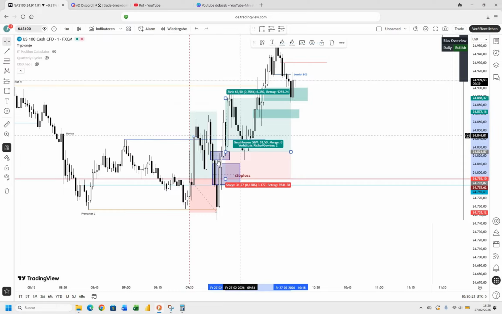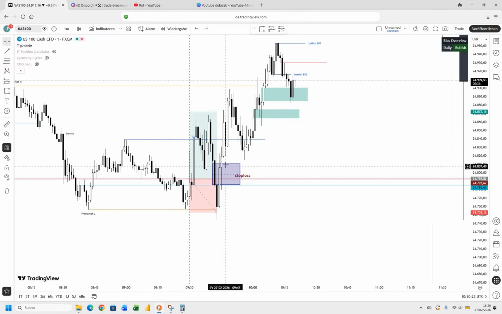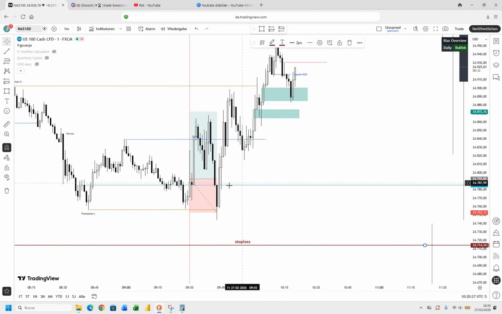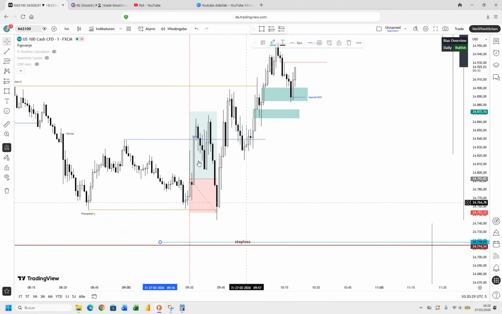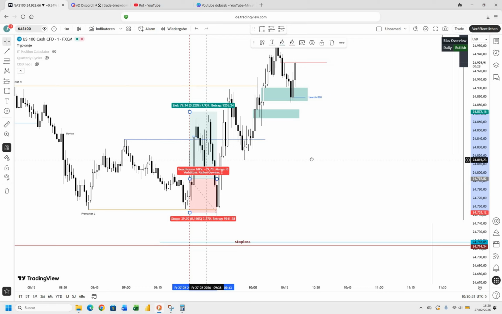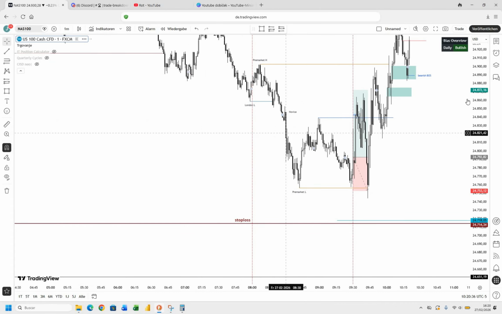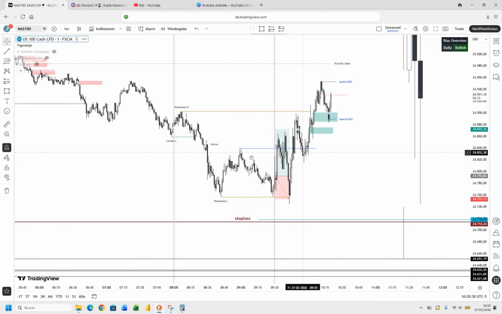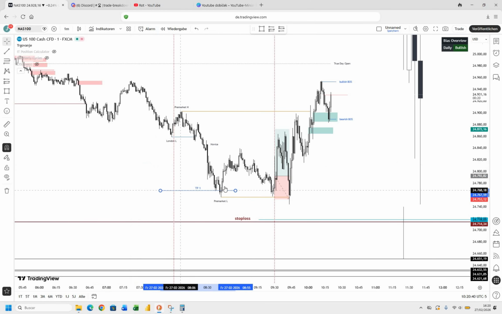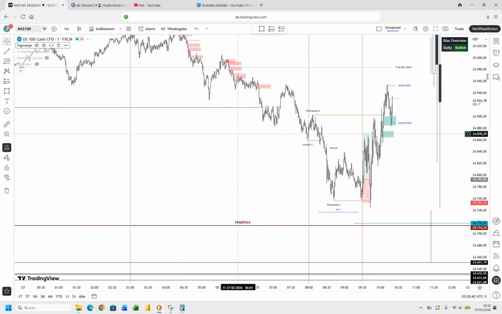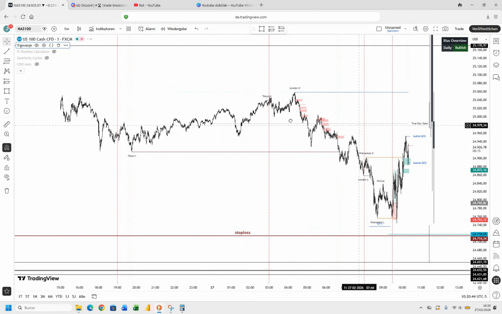Okay, so I'm gonna first delete the second trade and I'm gonna keep the first trade as it is. Okay, so basically let's go together through the whole price action. Wait, let's also move this away. Let's go to the price action first.